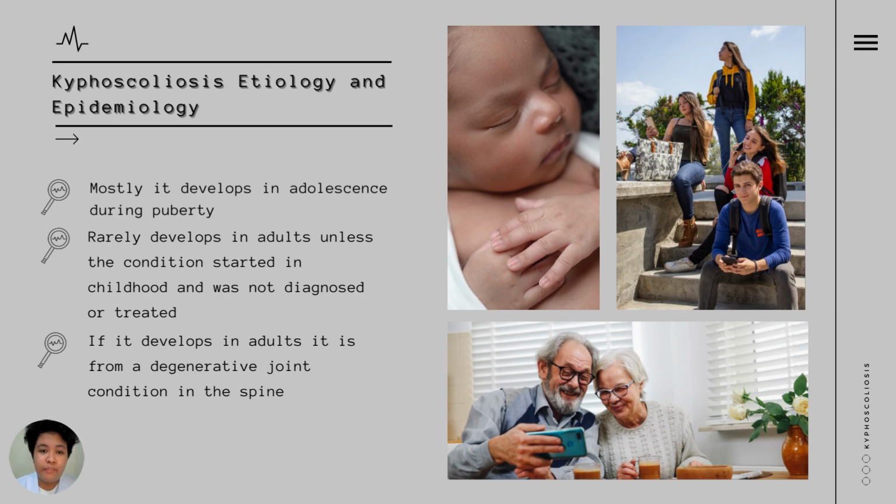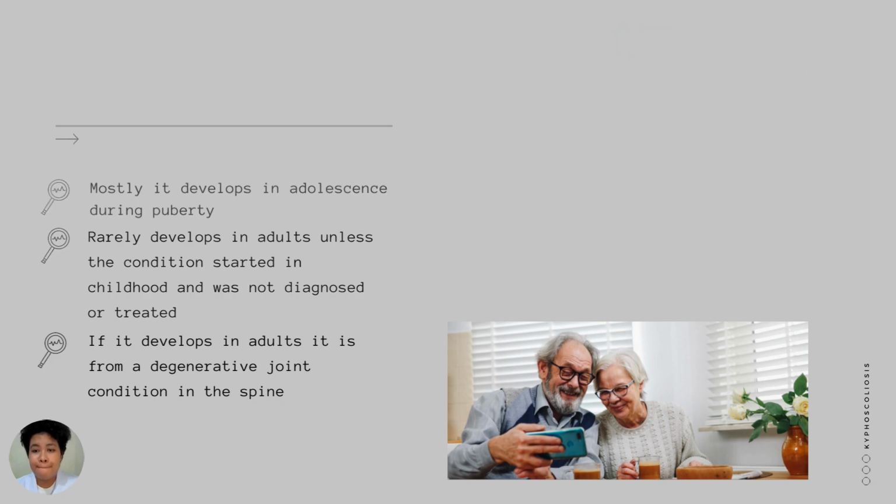It also rarely develops in adults unless the condition started in childhood and was not diagnosed or treated. If it develops in adults, then it is from a degenerative joint condition in the spine. It usually occurs in patients who are 50 years old and older. Furthermore, there are idiopathic occurrences of kyphoscoliosis where the exact cause is unknown, but it is suspected to be caused by genetic factors.